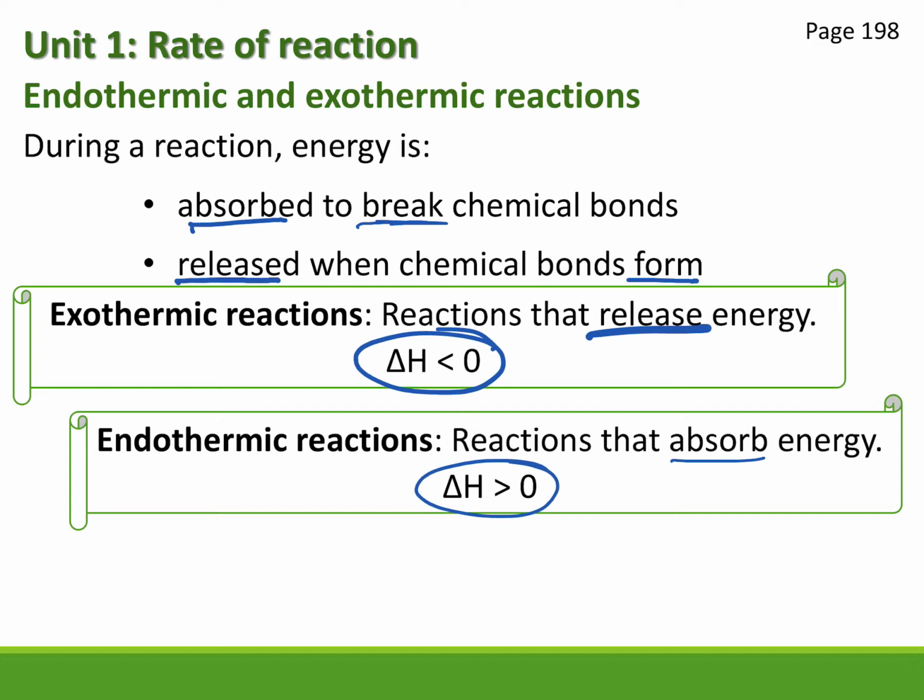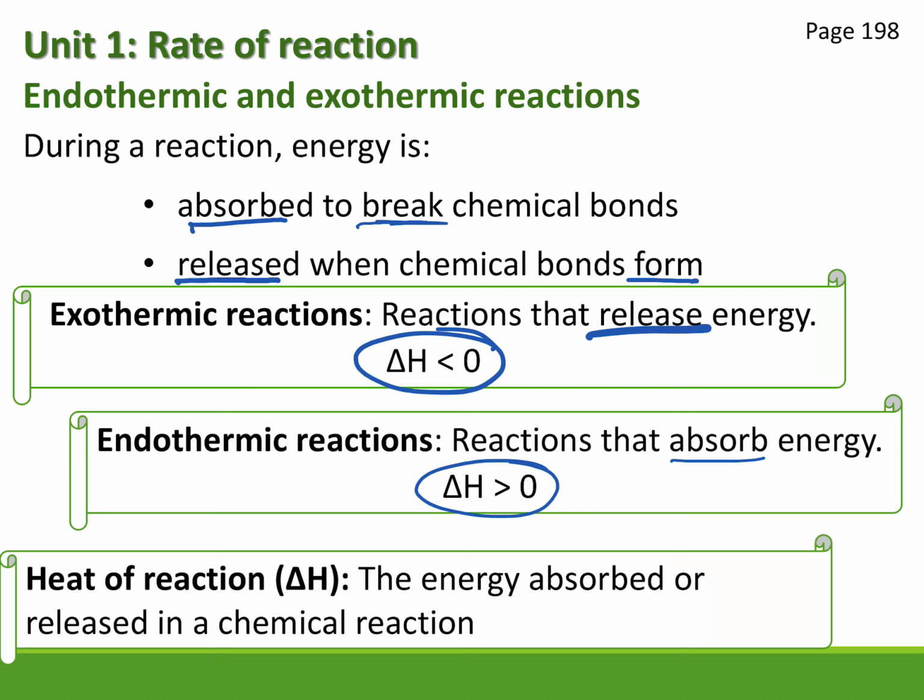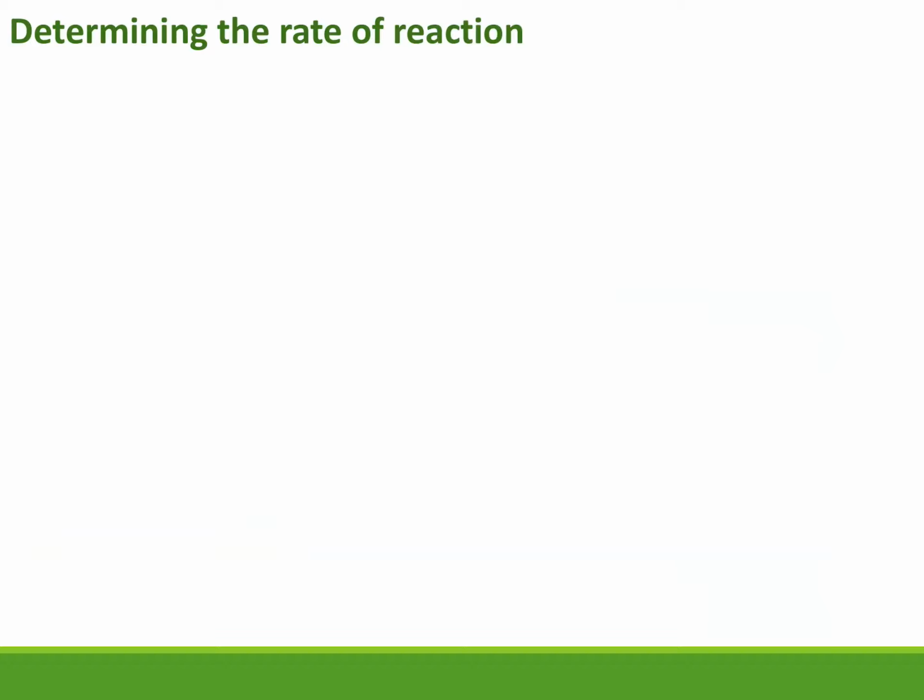And knowing whether delta H is positive or negative is really going to help us later on. Remember, delta H, which is also known as enthalpy, that's the term we give it, or the heat of reaction, is the energy that is absorbed or released in a chemical reaction, so it refers to both.